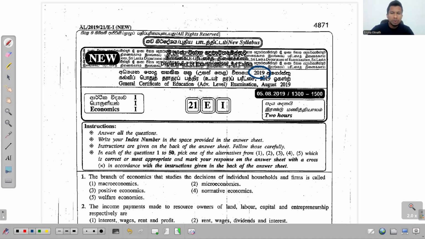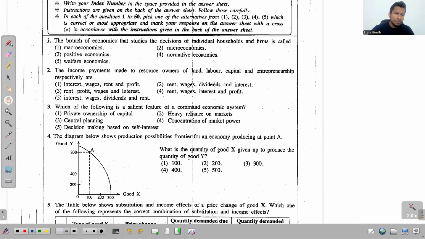This is the discussion of 2019 A-level Economics MCQ paper. We will start with question 1. The first question says, the branch of economics that studies the decisions of individual households and firms is called.